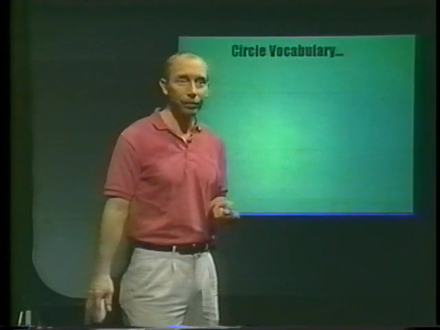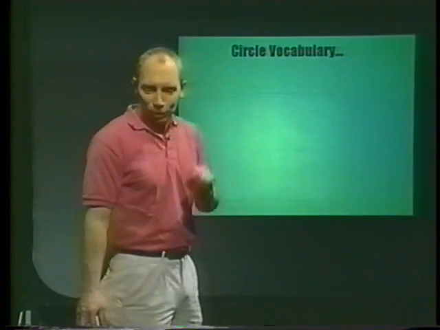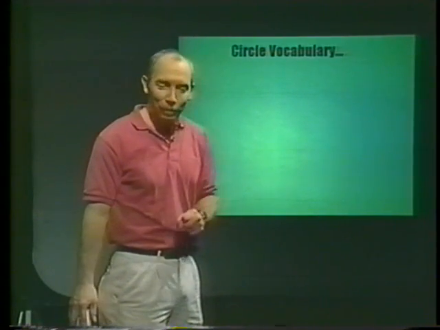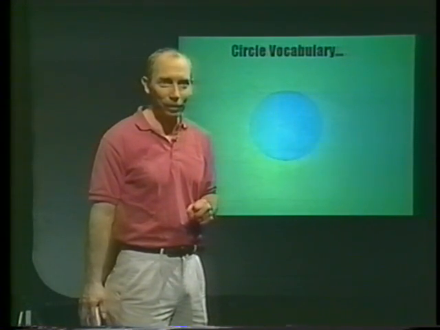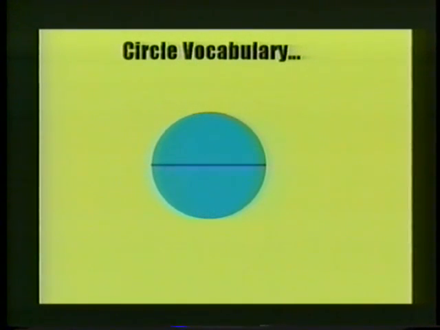Okay, let's switch to circles. We're talking about circles a little bit, but there's some vocabulary I'm going to use for circles. First of all, we've got a circle. What is this thing called? I'm going to be talking about it. That's the diameter. It's a segment that goes from one side of the circle to the other.